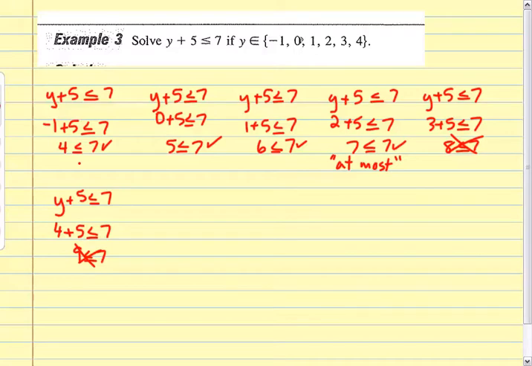Okay, we could have done that here. We could have said y plus 5 is less than or equal to 7. Subtract 5 from both sides. And y has to be less than or equal to 2. Okay? So that means that this work, this work, this work. 2 is less than or equal to 2, but 3 is not, and 4 is not. Okay? But I want you to show all of that work. Just take some time. Do your exercises. It keeps you fit. Okay?